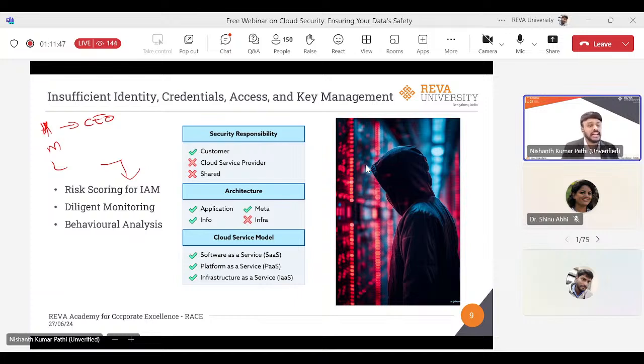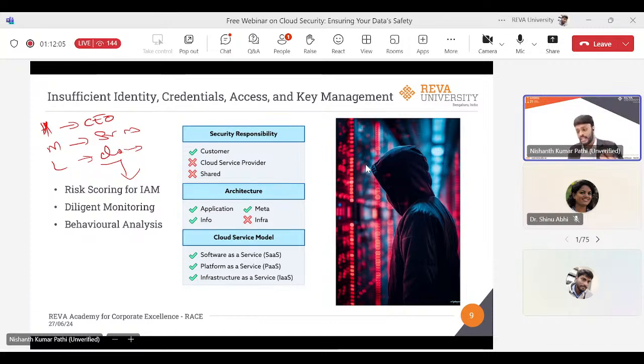So I'll categorize that as high. Maybe a senior manager is medium, maybe a clerk is low. So I can give a risk score. It can be in the form of high, medium, low, confidential, non-confidential. It can be any type of scoring, but you have to score the identity and access management.